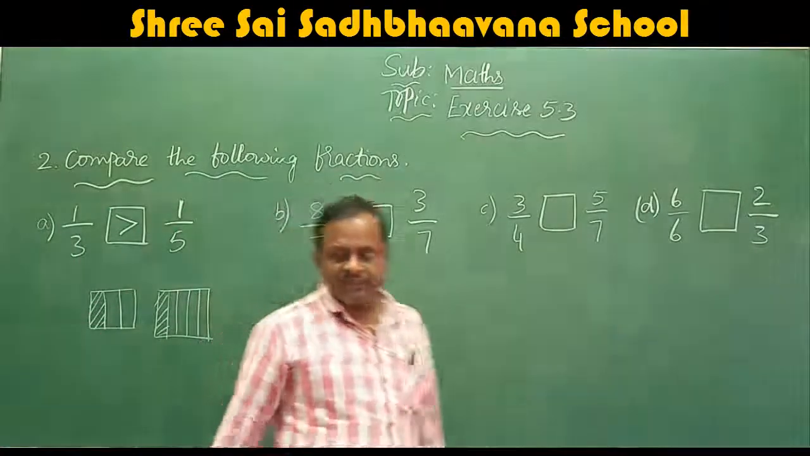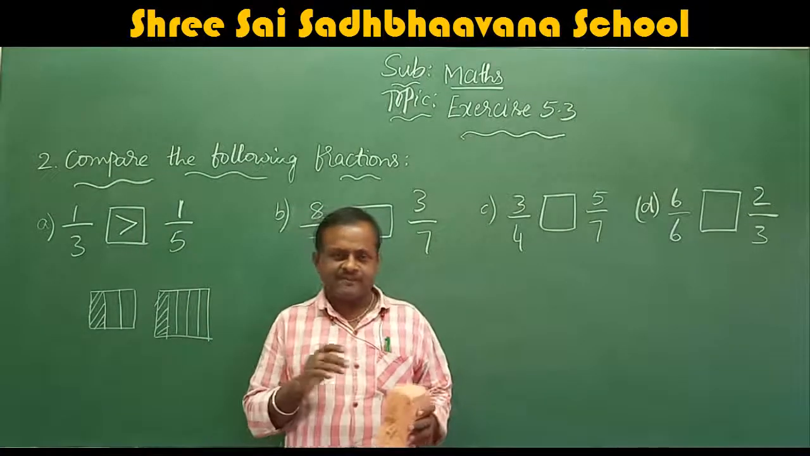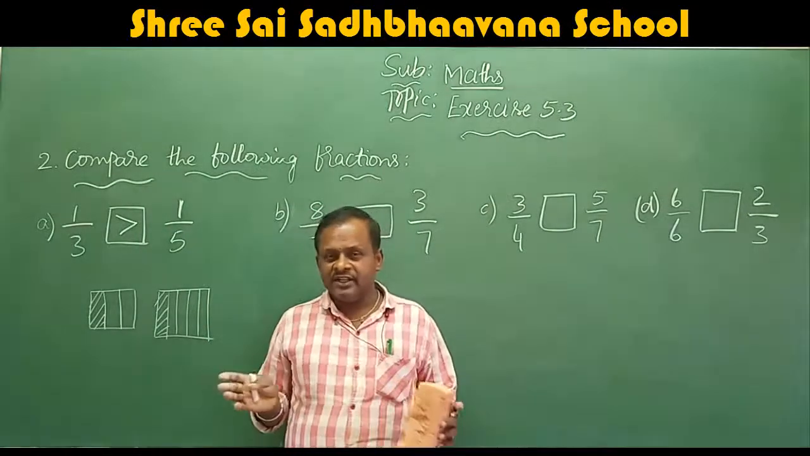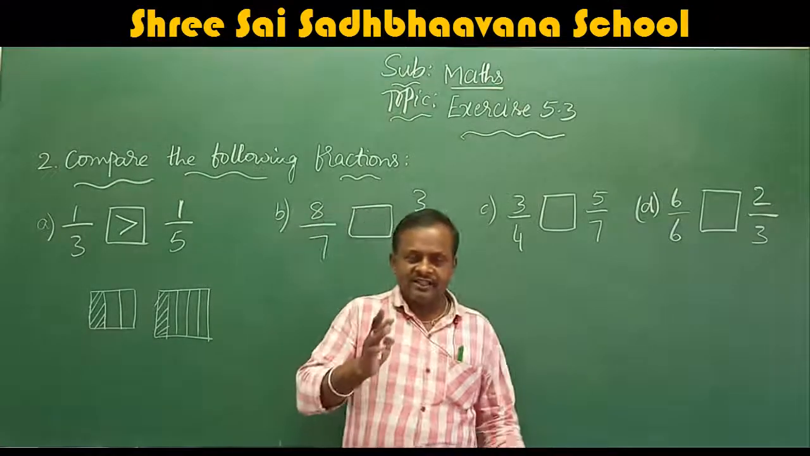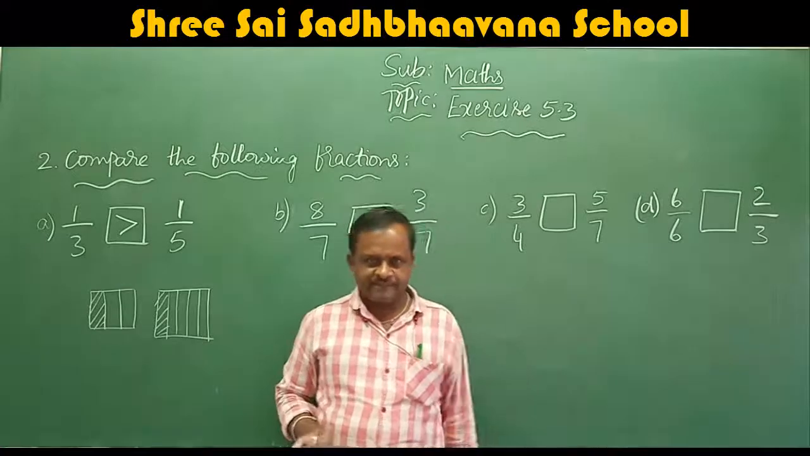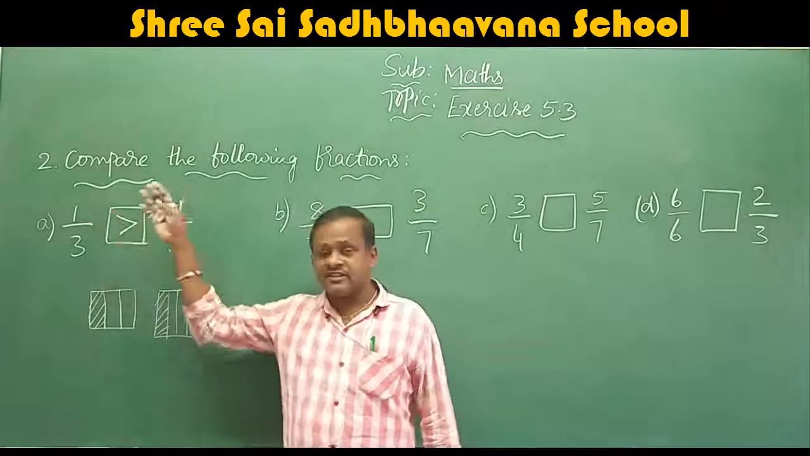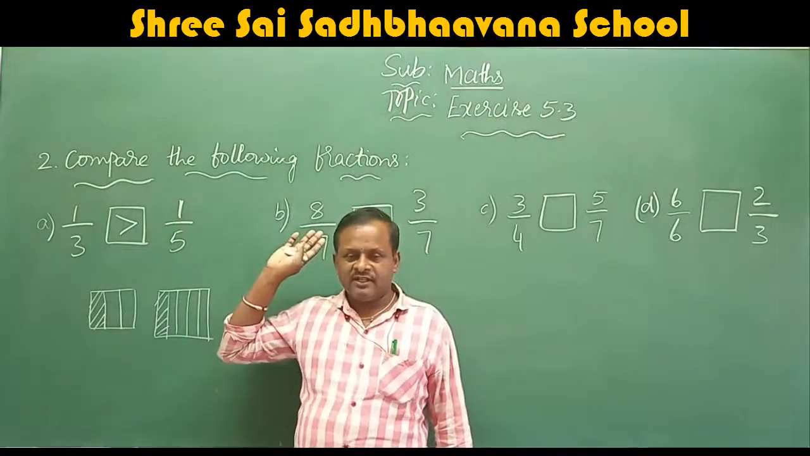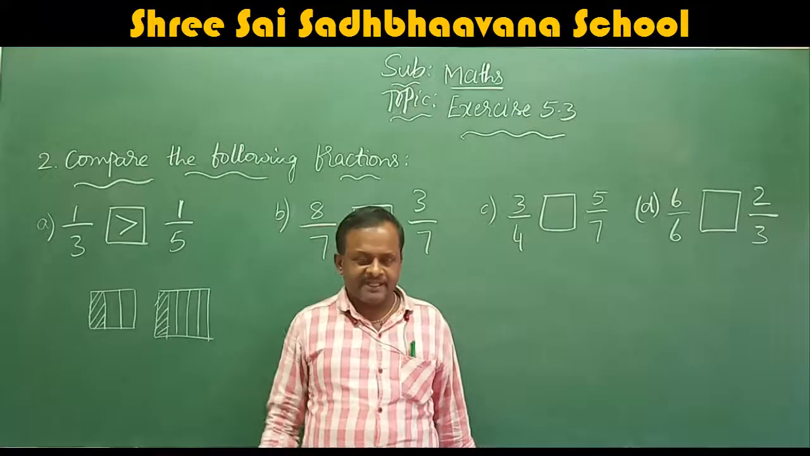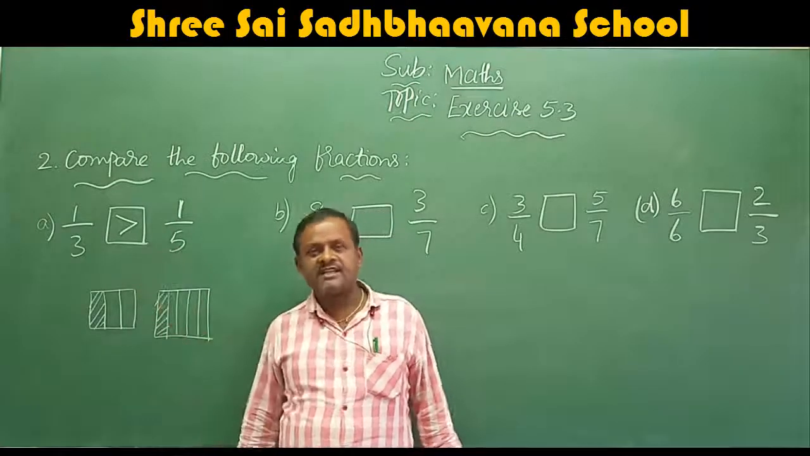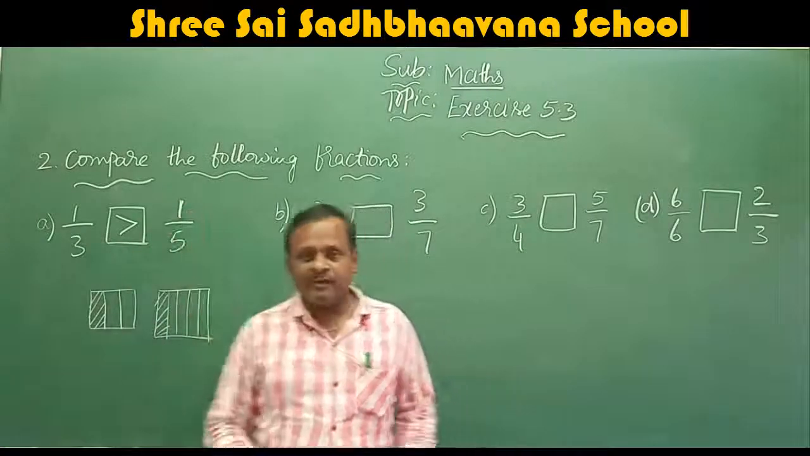Here one rule is there. When you compare the fractions, if the denominators are same, compare the numerators. Which is greater, that is the greatest fraction. If the numerators are same, the denominator which is smaller, that fraction is the greater. Okay, so 1 by 3 is greater than 1 by 5.